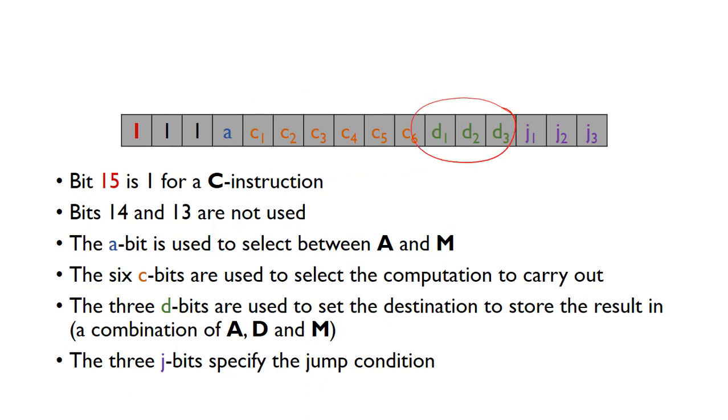And we've got 3 destination bits. These are used to set the destination where we want to store the result, because the ALU is going to do some operation and then it'll output a result. Then that result we can either store in A, D or M, or a combination of those 3. And the final 3 bits specify a jump condition. So once we've done this computation, we might want to jump to a different instruction, rather than just doing the next instruction, we might want to jump to a different instruction in the ROM.